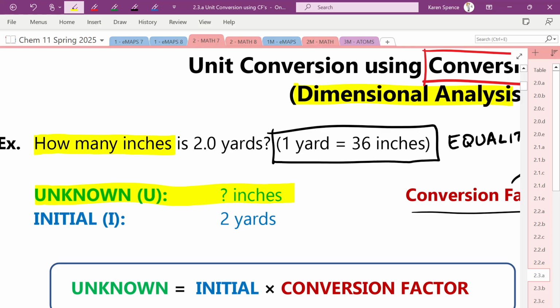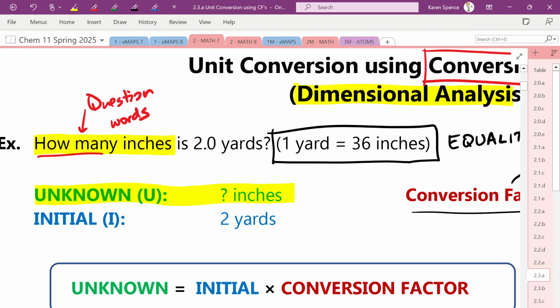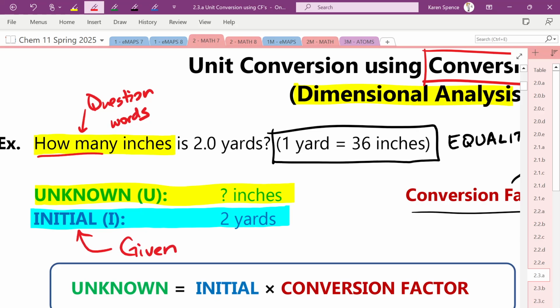Okay, so in every question, you should identify who is the unknown. And how do you do that? You look for question words. You should also identify what we call the initial quantity. The initial quantity is what you are given. Okay, so what am I given? I am given 2 yards.